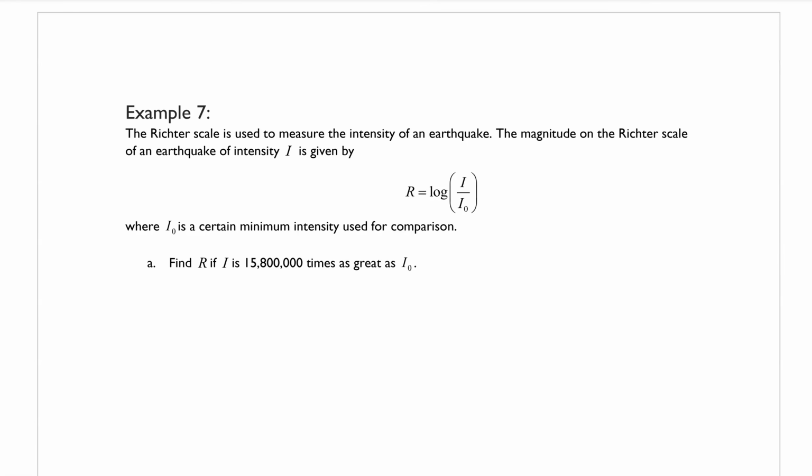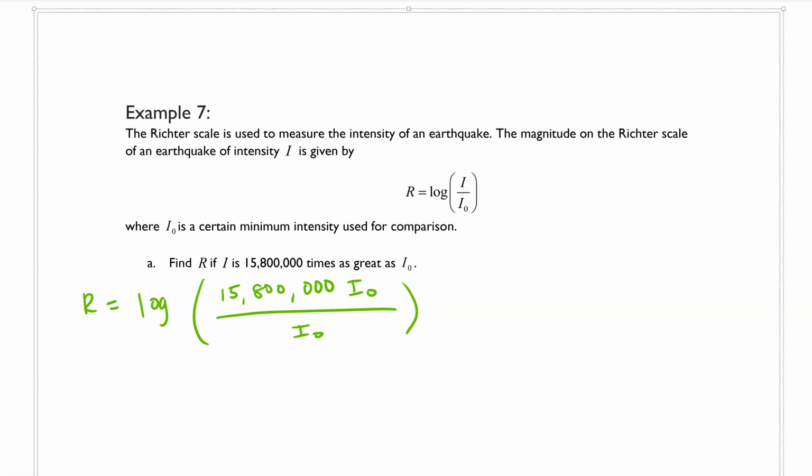So part A says find R if I is 15,800,000 times as great as I sub 0. So we would get R equals log of 15,800,000 times as great as I sub 0 divided by I sub 0. And what's really nice there is these will divide out. So really we're just evaluating the log of 15,800,000.